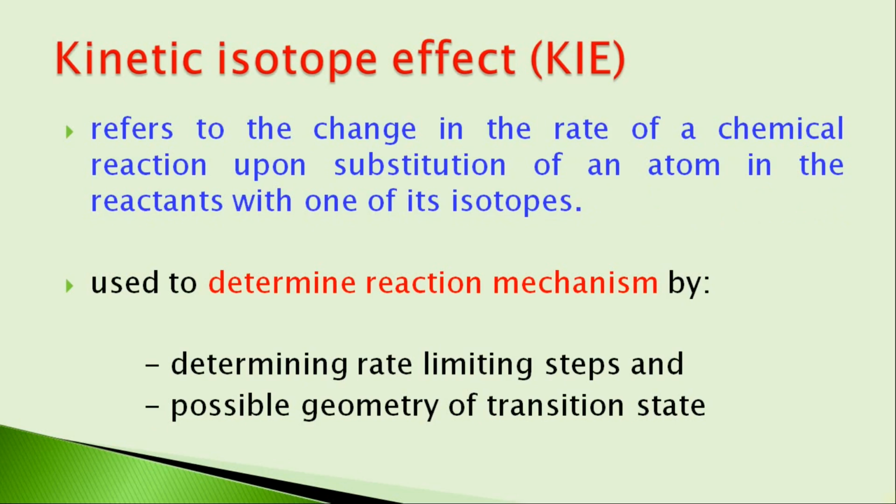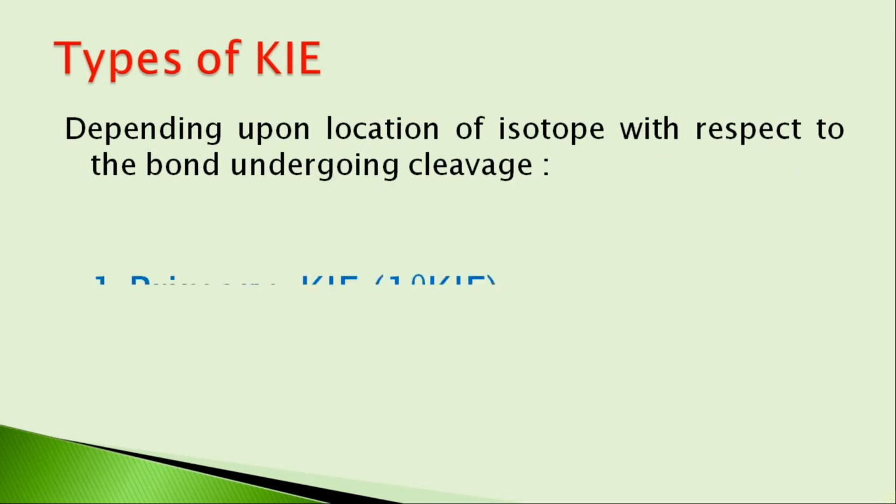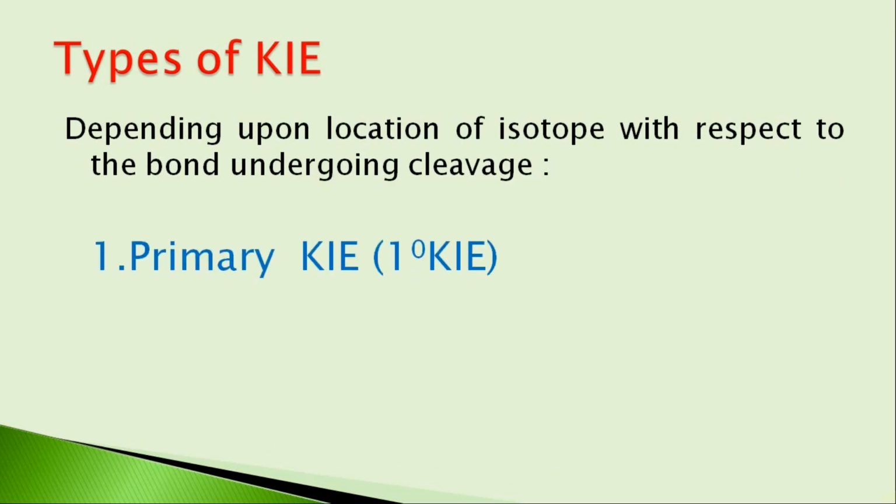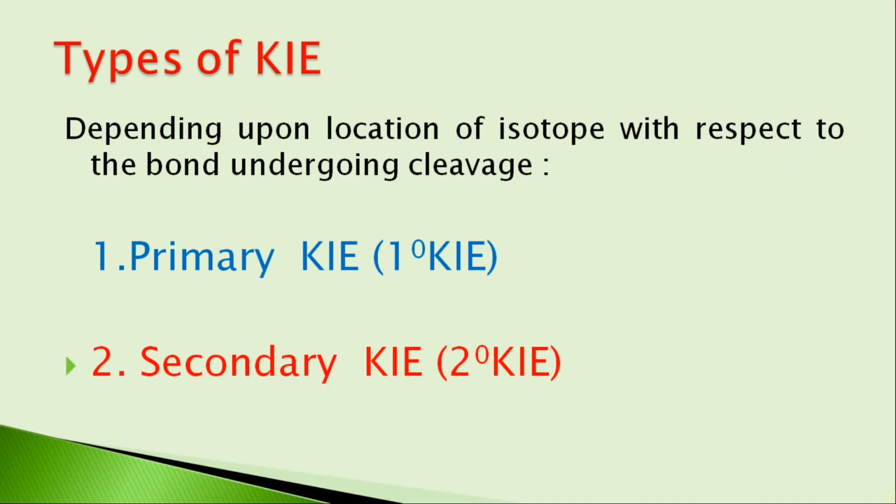In our lecture, we had also discussed the types of kinetic isotope effect. Depending upon the location with respect to the bond undergoing cleavage, KIE is of two types, namely primary kinetic isotope effect and secondary kinetic isotope effect. Among these, primary KIE refers to the change in the rate of a reaction when isotopically substituted bond undergoes cleavage at rate determining step.